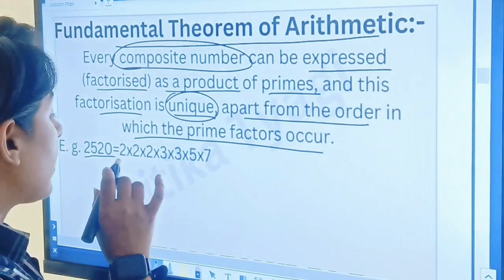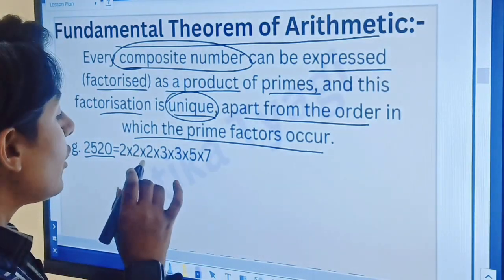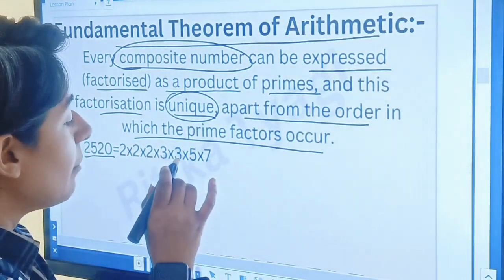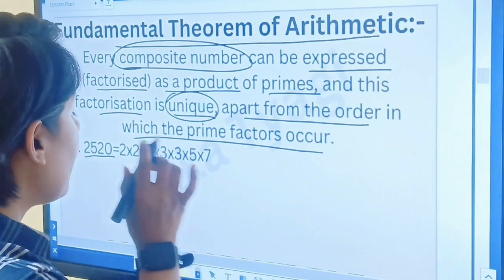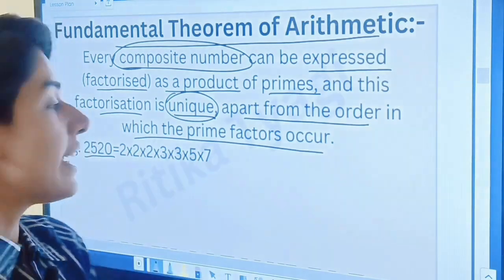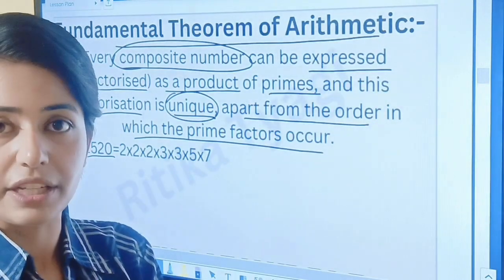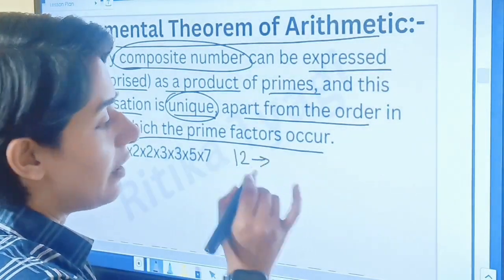2520 can be factorized as 2 multiply 2 multiply 2 multiply 3 multiply 3 multiply 5 and multiply 7. When we multiply all these numbers, then we get back 2520. We can factorize 12 also.